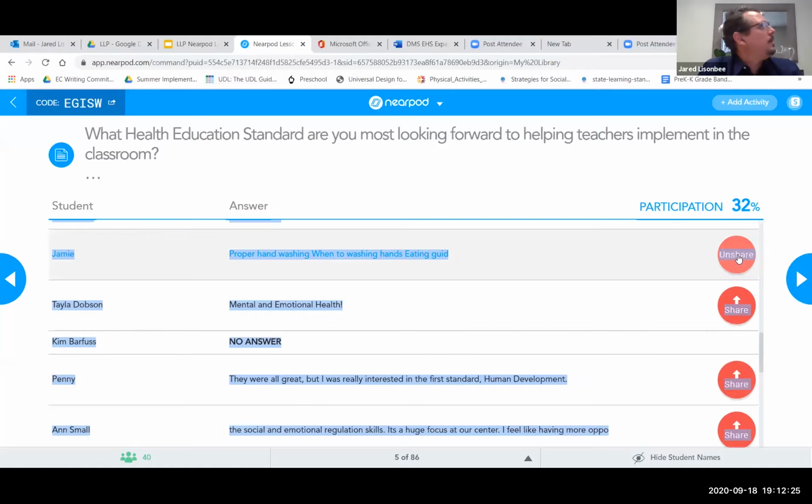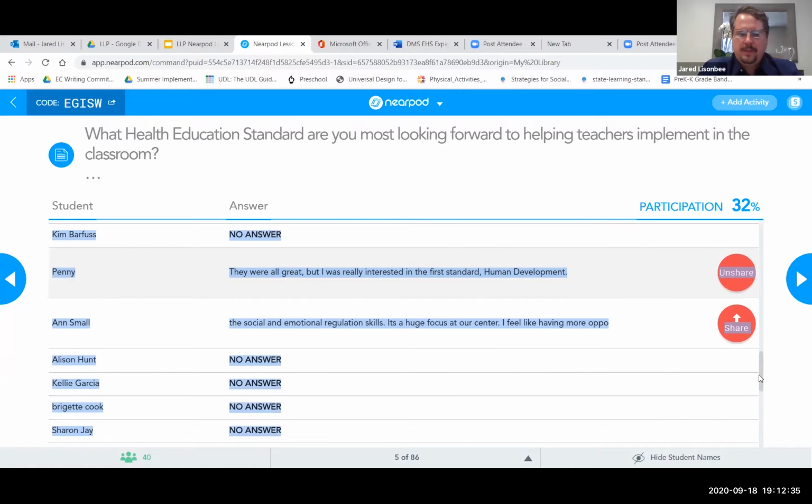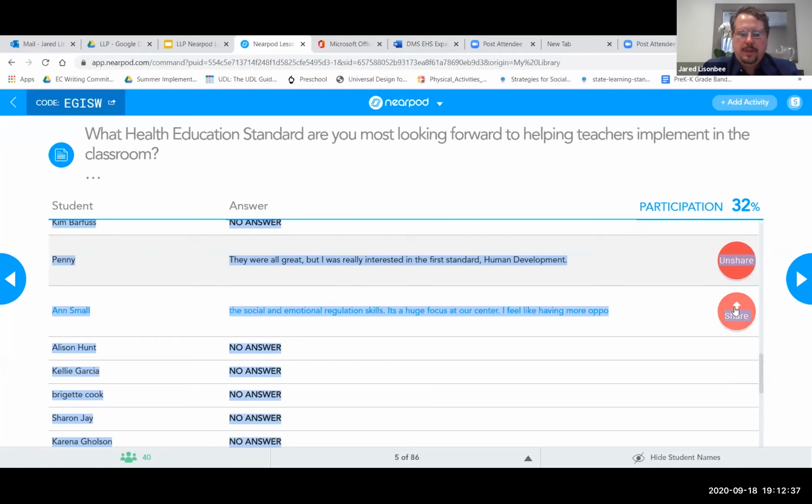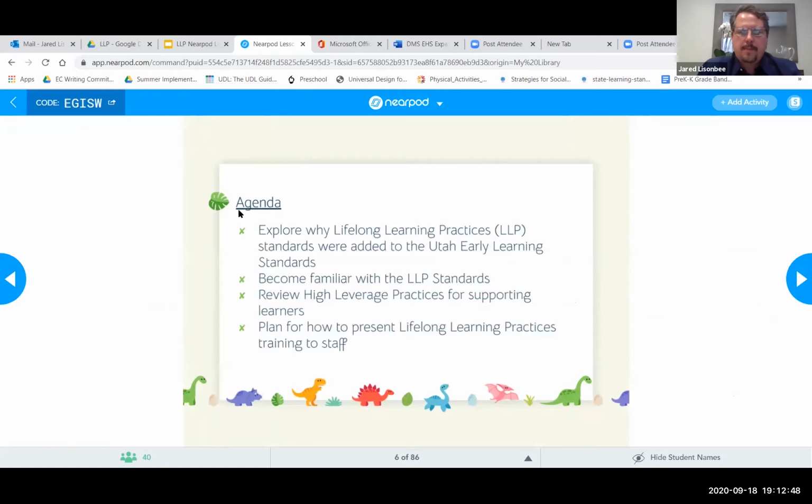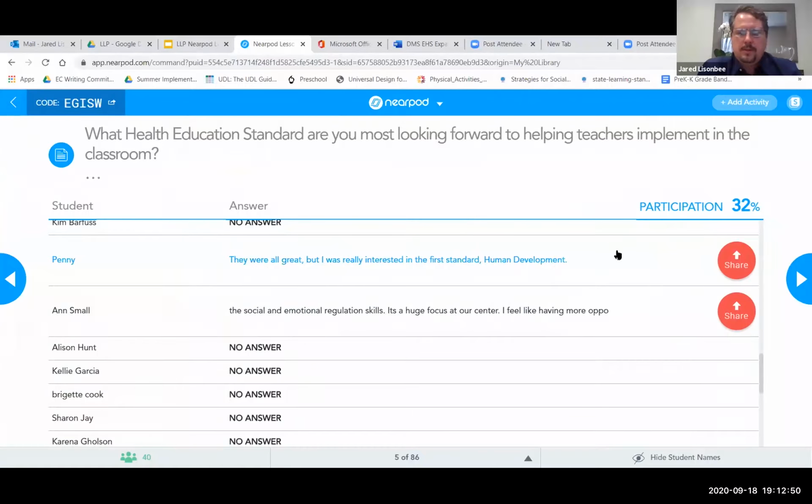Okay, here's somebody else. Proper hand washing, mental and emotional health. They're all great. I was really interested in the first standard, human development. We'll do one more here. The social emotional regulation skills. It's a huge focus as our center, and I like having more opportunities.